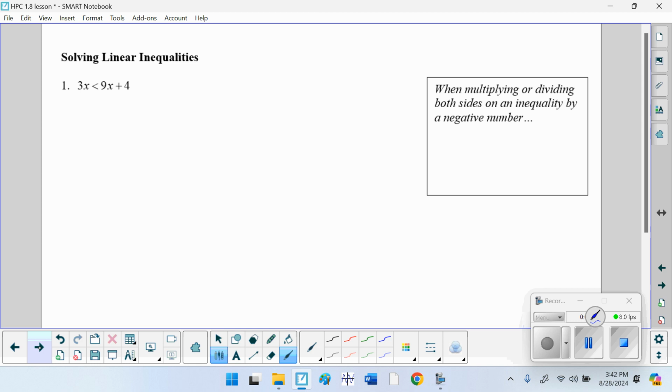So I think I said that a minute ago, with linear inequalities, you can just use the properties of equality to help you solve them. This is yet another linear inequality, meaning that x is to the first power. And there's a little box on the side about that rule that I don't want you to forget, which is that when multiplying or dividing both sides of an inequality by a negative number, you must reverse or flip the inequality sign.